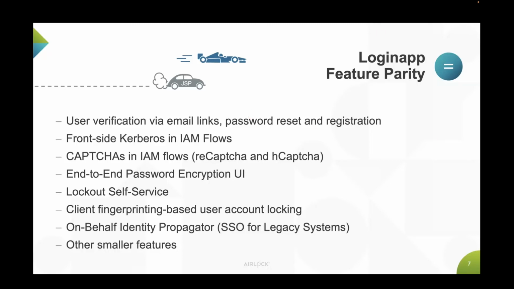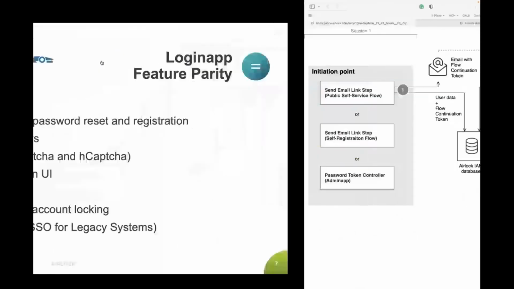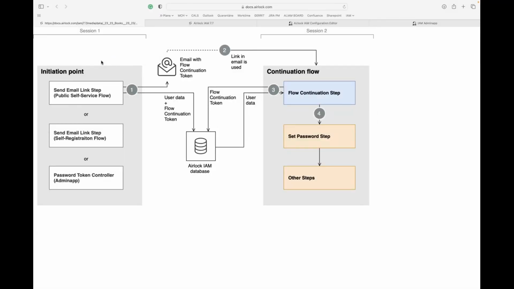Now, I would like to switch to my browser to show you a little bit more about that, because in the new Loginapp, as always, things are a bit more flexible than they were in the old Loginapp. And what you see here looks complicated. It's actually quite simple. On the left, we call that the initiation point. There's some way how the user gets an email with a link in it.